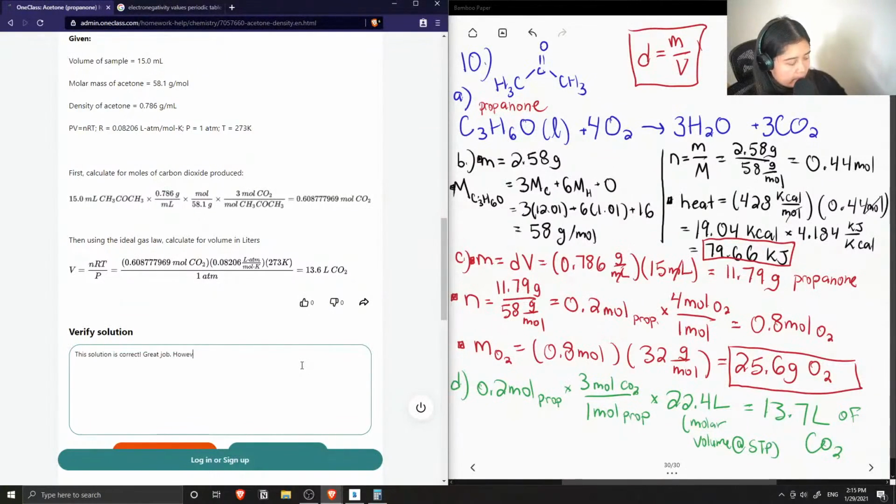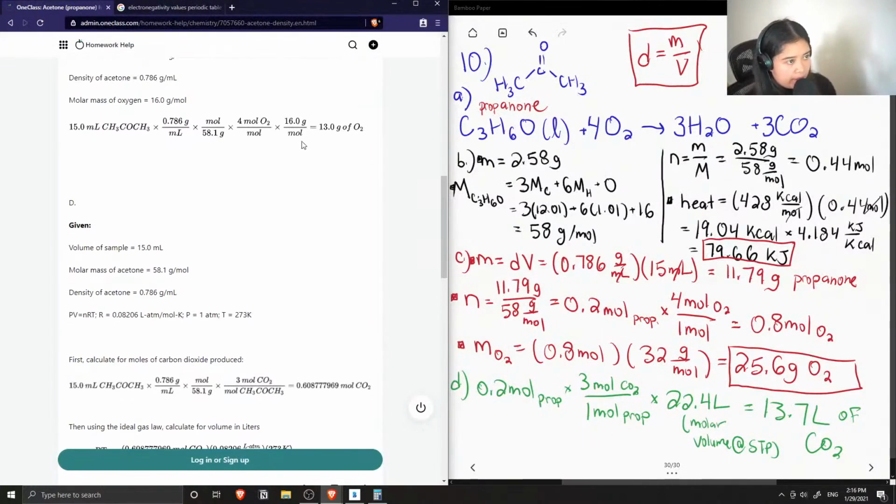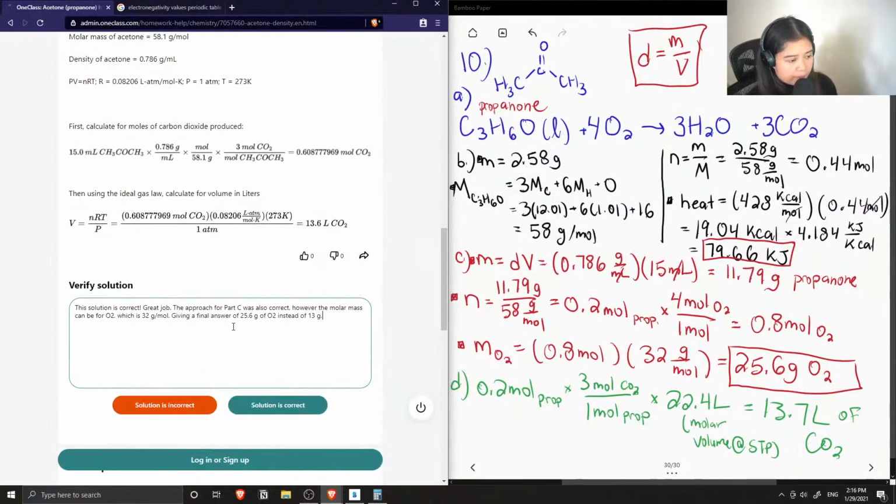However, the approach for part C was also correct. However, the molar mass can be for O2, which is 32 grams per mole, giving a final answer of 25.6 grams of O2 instead of 13 grams. So they just multiplied by a single atom of oxygen, which was 16 grams per mole. But if you wanted to do diatomic oxygen, you multiply by 32 grams per mole. Okay, but this solution is still correct.